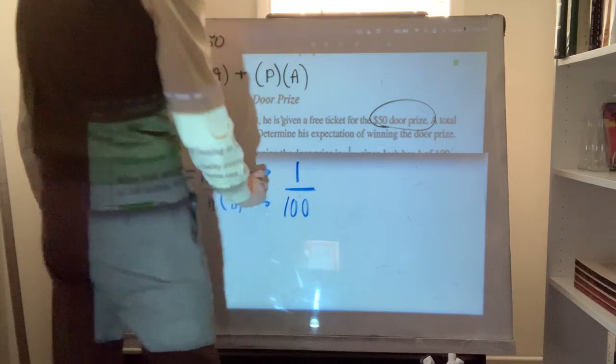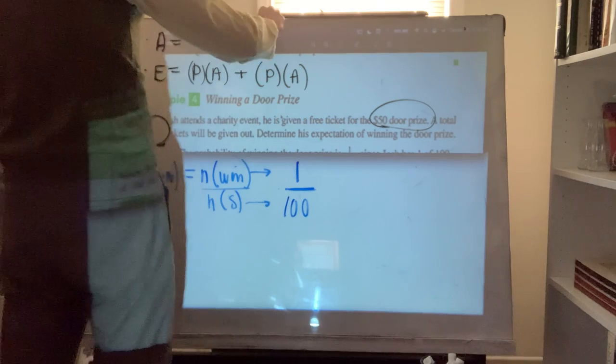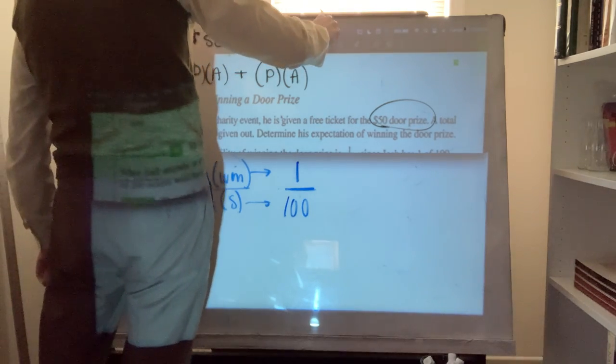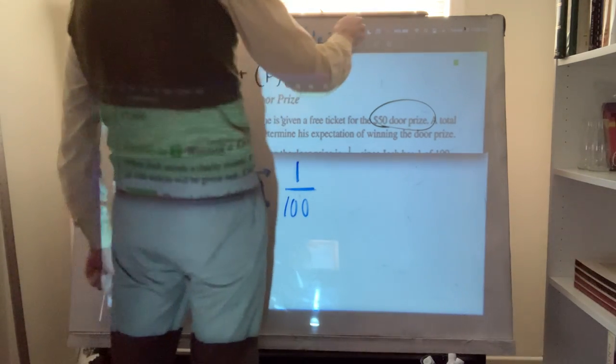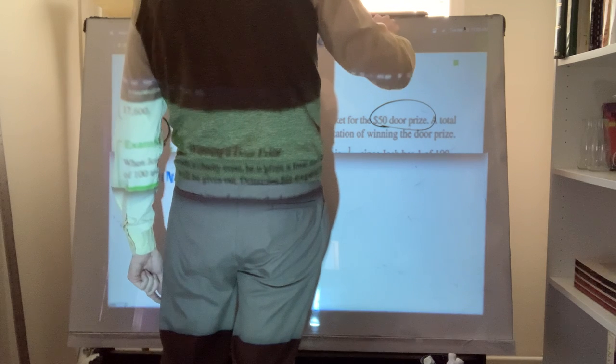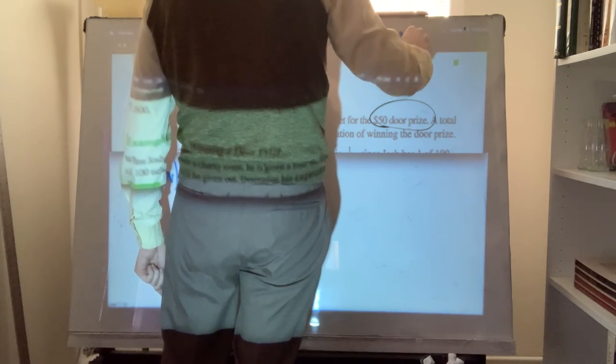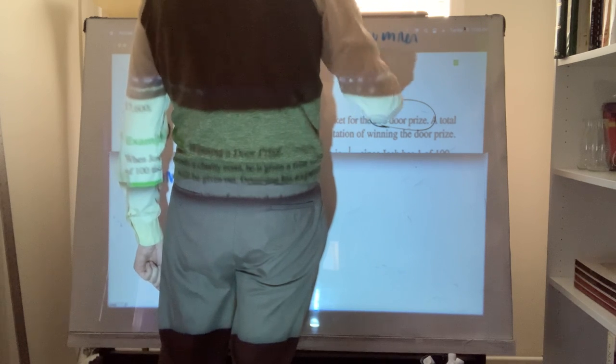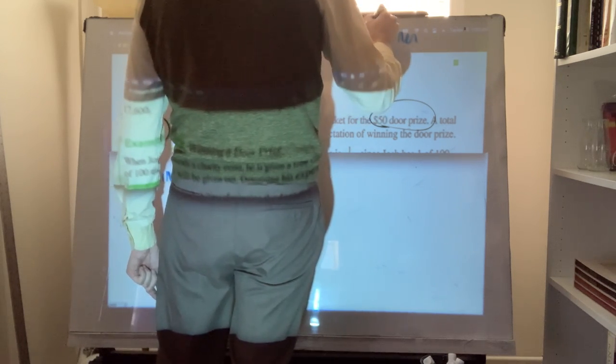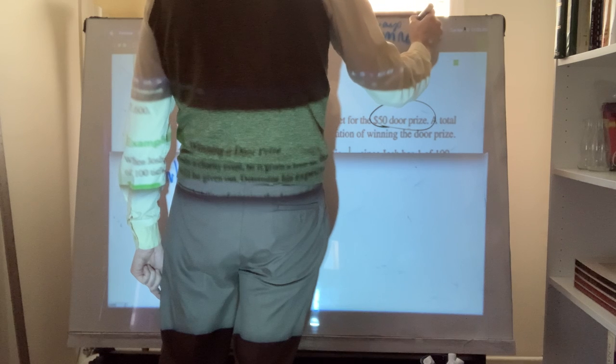This is a raffle, basically, without them specifying. Raffles are a better game because they pretty much have a winner every time. There's always at least one winner.